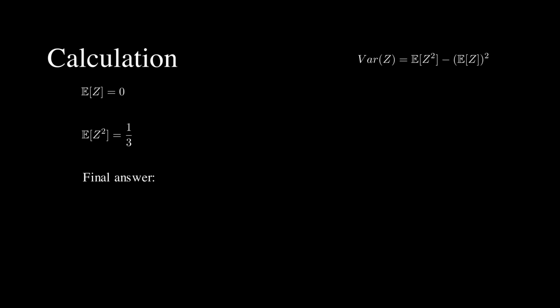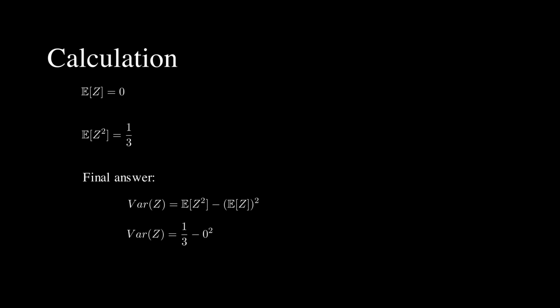Lastly, we combine these sub-expressions to get our final answer. The variance of z is equal to 1/3.